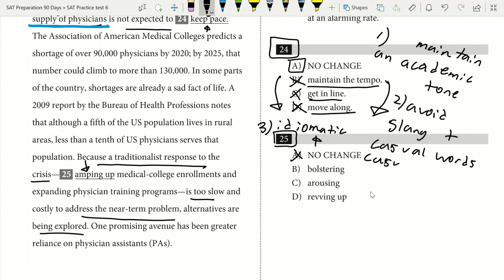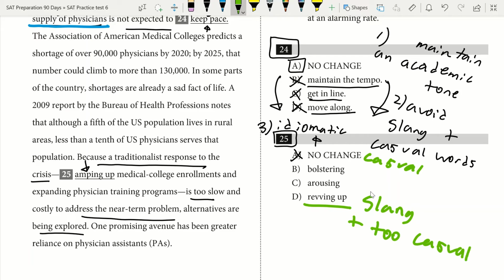That's too casual. I'm going to put that in green so you can see that it's different from what I'm saying in 24. Answer choice A is too casual. We wouldn't say amping up medical college enrollments if we're writing an academic essay. Now, what about revving up? Once again, that's slang. We wouldn't say revving up. It's slang and it's too casual.